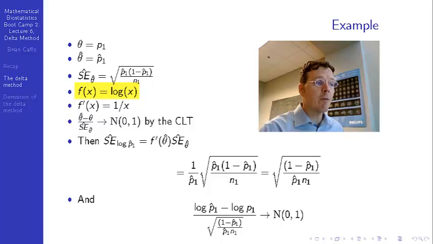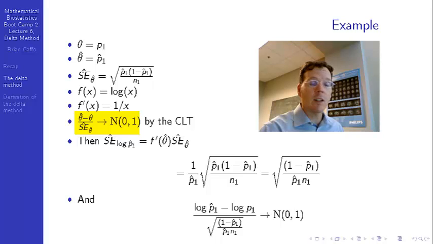And let's assume the f we want to estimate is log. So we're interested in log p1, for example. So f of x in this case is log x. Then f prime of x is 1 over x, okay? And then we know that theta hat minus theta over its standard error tends to a standard normal by the ordinary central limit theorem.